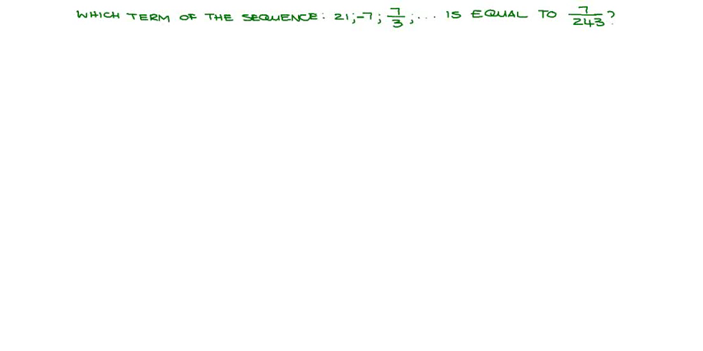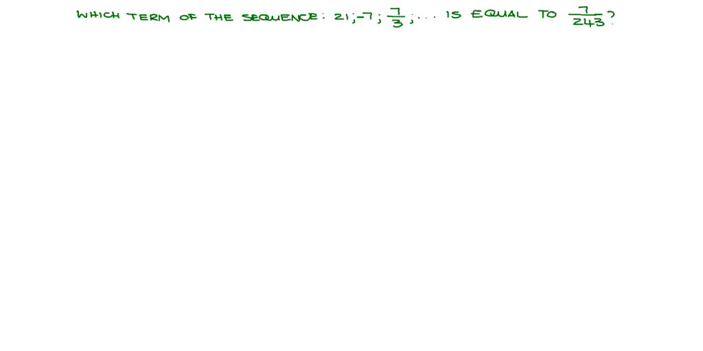Here we have the question that says, which term of this sequence, 21, negative 7, 7 over 3, is equal to 7 over 243? Ooh. So we're definitely going smaller. We got fractions happening here. Let's see how they all play out.